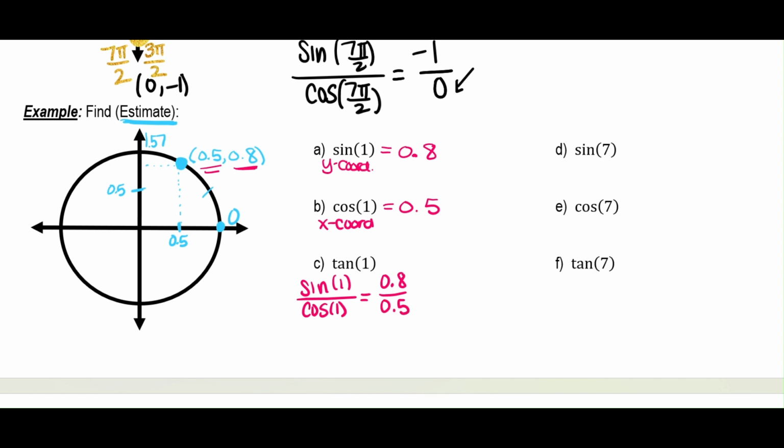And depending on your instructor, they may ask you to just leave it that way. So for my course, we don't use calculators yet, so we would just keep it that way. But if you have a calculator, then you would just divide it. You can divide it by hand too, and you get 1.6.